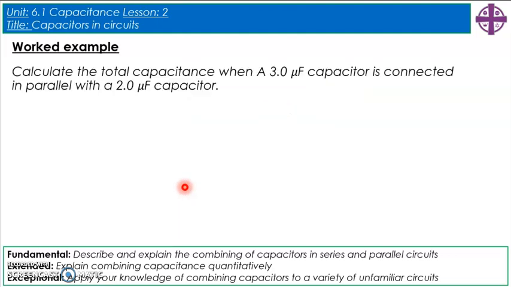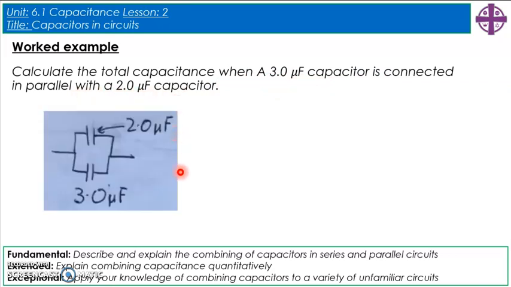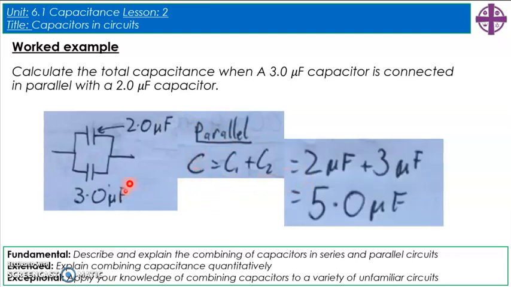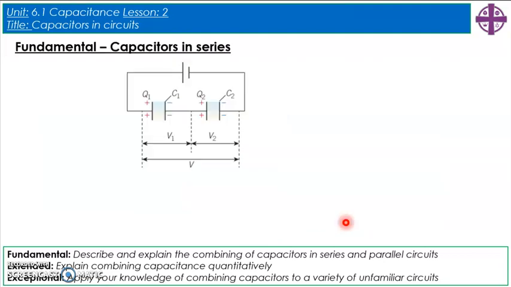So let's look at a worked example of this. I've got to calculate the total capacitance when a 3 microfarad capacitor is connected in parallel with a 2 microfarad capacitor. It would look like this. So that's my drawing of it. This is one of your Isaac physics questions, by the way. In parallel, we have this equation for capacitance. Total capacitance equals C1 plus C2. So I'm going to have 2 microfarads plus 3 microfarads equals a total capacitance of 5 microfarads. Very straightforward.